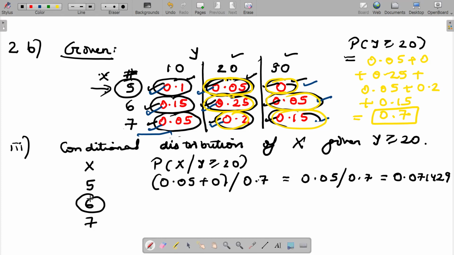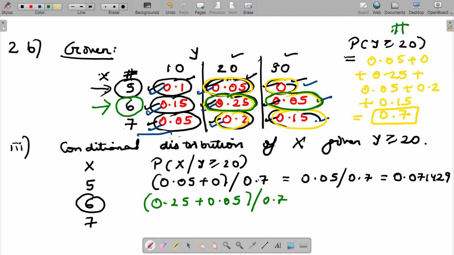Then what's the probability of x taking the value 6? 6 means given that y takes the value greater than or equal to 20. So probability of x taking the value 6 means I'm on this row, okay, second row, and y greater than or equal to 20 means I add this and this. These are my favorable probabilities, 0.25 plus 0.05. And again, I'm going to divide by the total, which is 0.7, which is the probability of y taking the value greater than or equal to 20. So again, this is going to be 0.3 over 0.7. And if I use my calculator, it comes out as approximately 0.428.